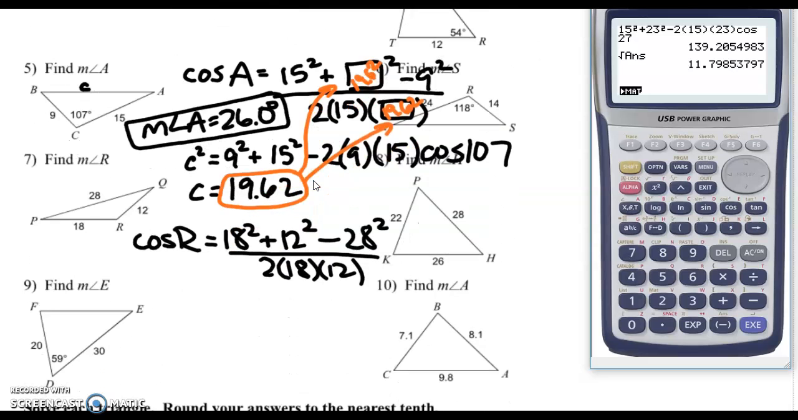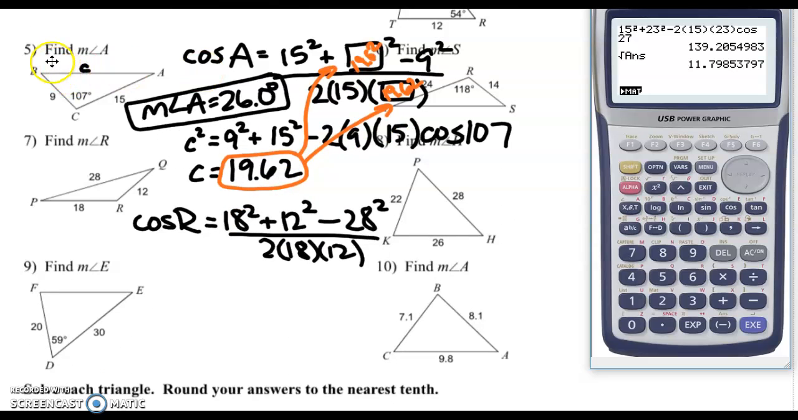We're going to skip down to number 5 next. Number 5 says to find the measure of angle A. We can see that we're given a non-right triangle. We are given another side angle side triangle, and in this case we're looking for the measurement of angle A, so I'm going to use my angle formula.